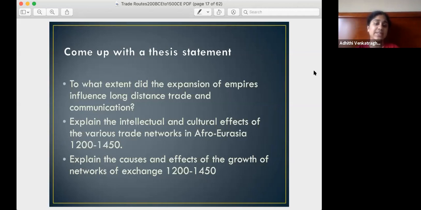Remember, a thesis statement is just a main statement. It will answer the question and provide two reasons. They don't need to have evidence. They don't need to be supported. Just answer the question and provide two reasons as to why your answer is correct. We'll take about 5 minutes to do that. So at 4:15, we can reconvene and take a look at all the answers.